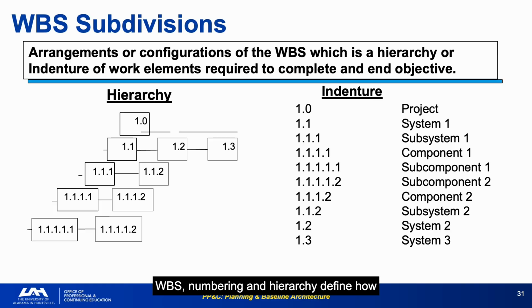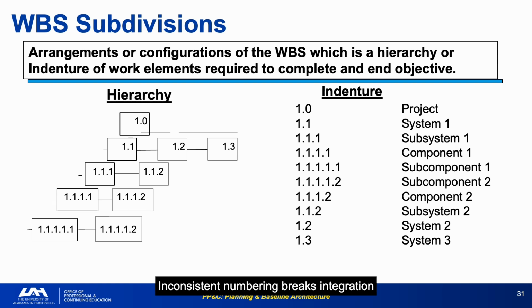WBS numbering and hierarchy define how work is decomposed from the project level down through systems, subsystems, components, and subcomponents, and every level rolls up to the one above it. The numbering scheme shown here, 1.0, 1.1, 1.1.1, 1.1.1.1, is the standard format, and it matters because the financial system, the schedule, and the risk register will all reference these same numbers.